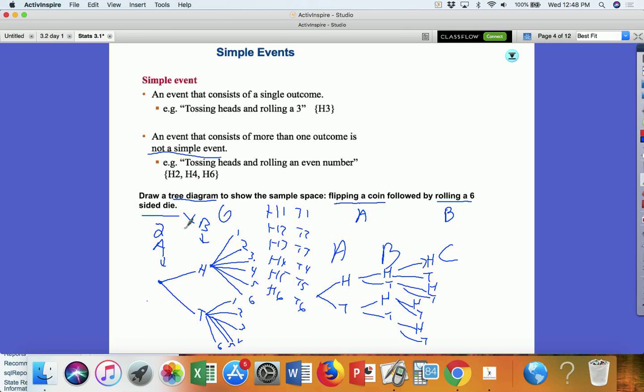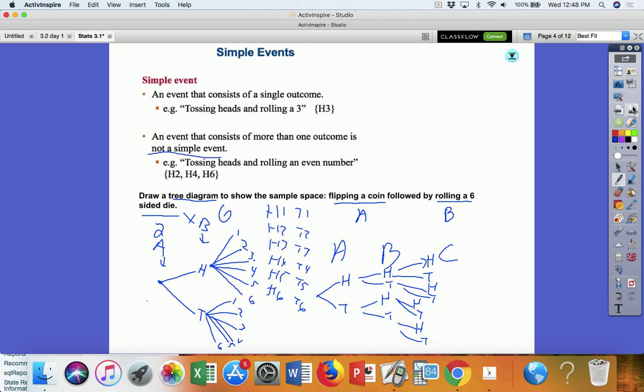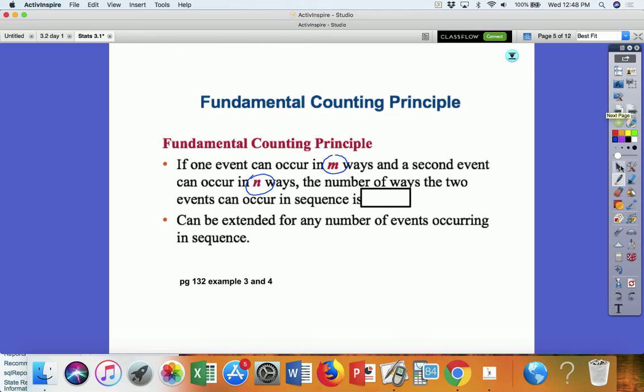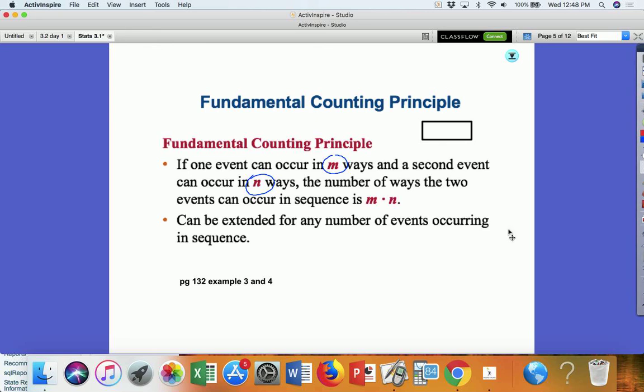How about here? How many ways of doing this? Flipping 3 coins. 2 times 2 times 2 is 8. How many branches do we have here? 1, 2, 3, 4, 5, 6, 7, 8. So you multiply the number of ways of doing one event times the number of ways of doing the next event. And again, it can be extended to any number of events, not just 2 in a row or 3 in a row.